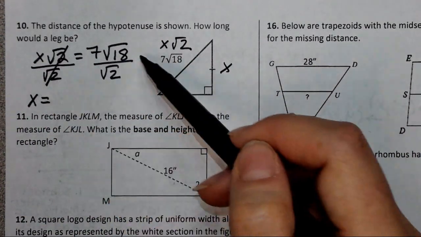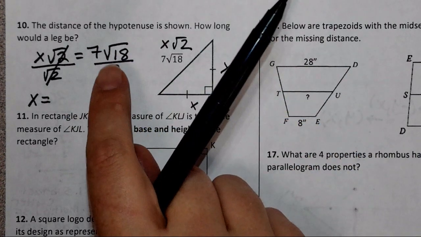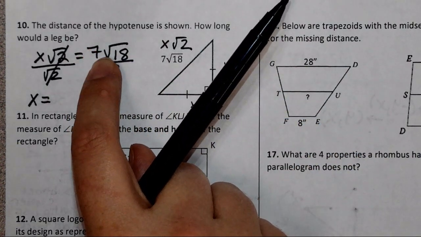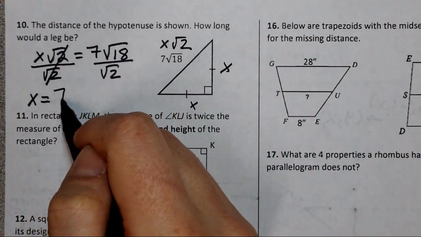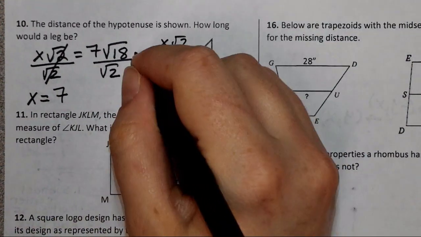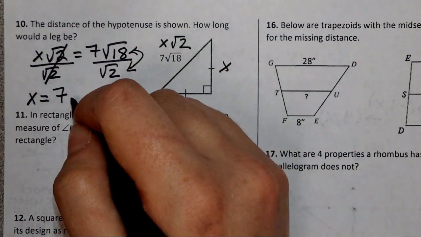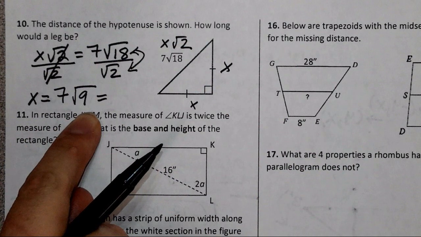So then those cancel. Now, when you're dealing with numbers like this, you can't mix a whole number outside with a number on the inside. So the 7 stays outside by itself, nothing happens to it. But on the insides, okay, 18 divided by 2 is 9. So this is 7 square root 9.